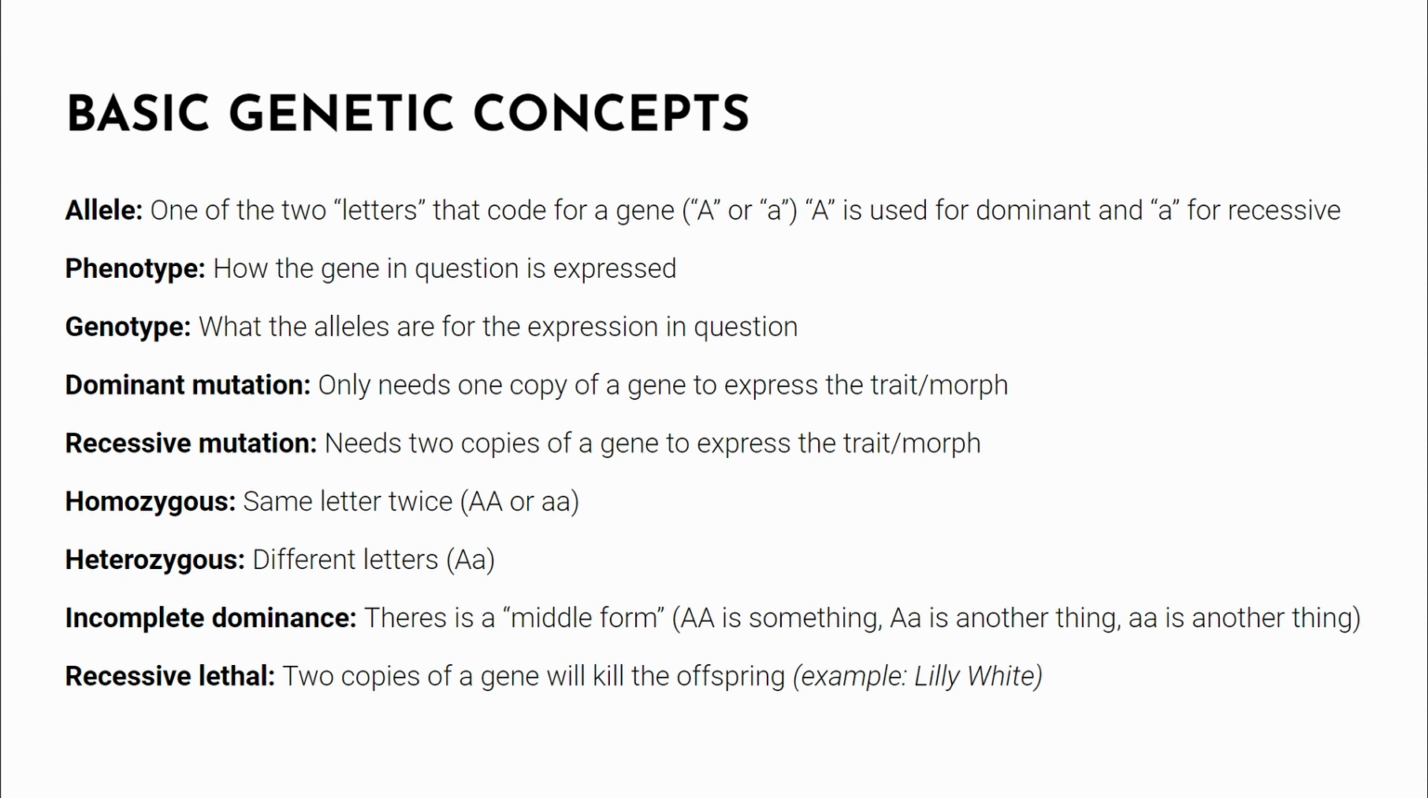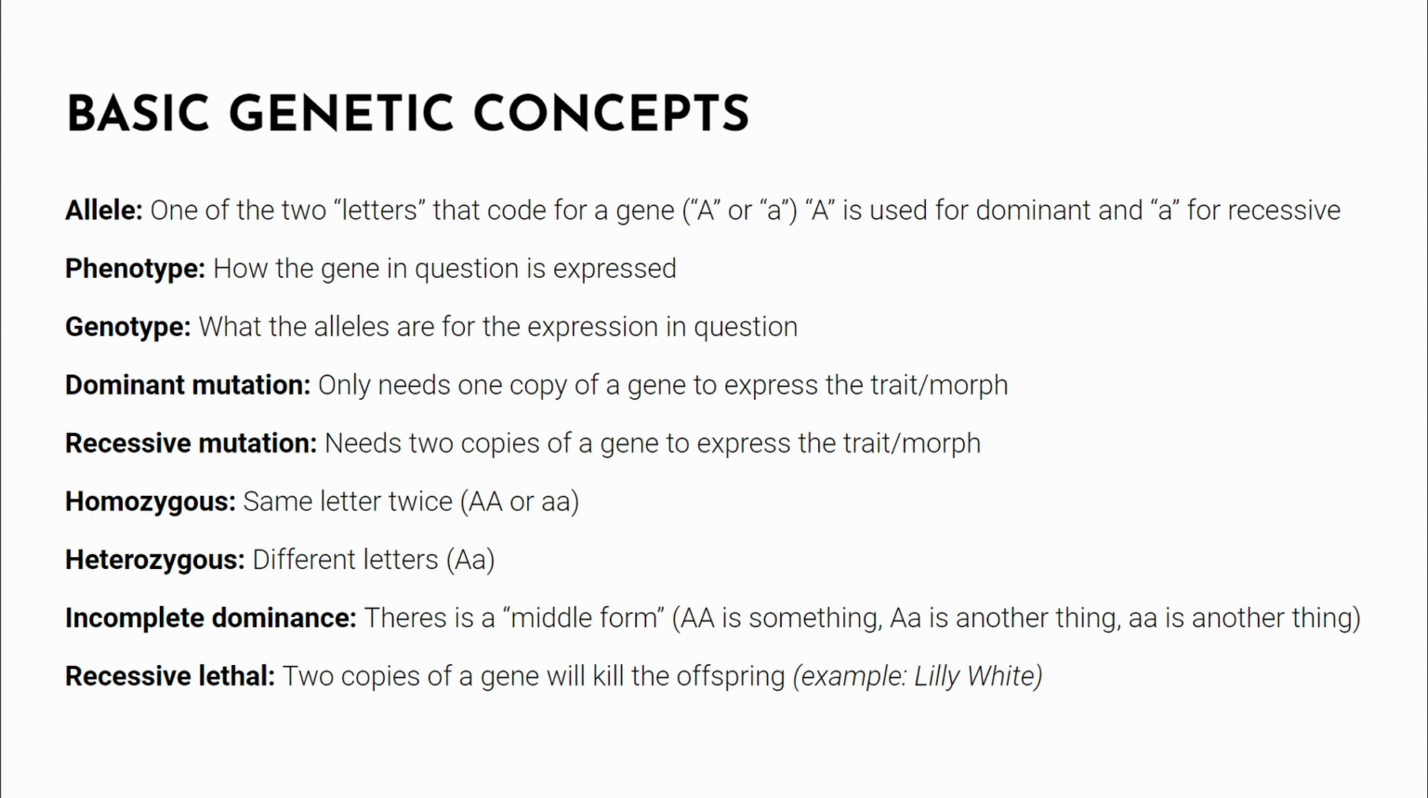Phenotype is how the gene in question is expressed, so how it looks. It might be a red base, a black base, a yellow base. The genotype is what the alleles are: big A, small a, small a, small a, big A, those are the alleles. So the genotype is what the alleles are for this expression of the gene.